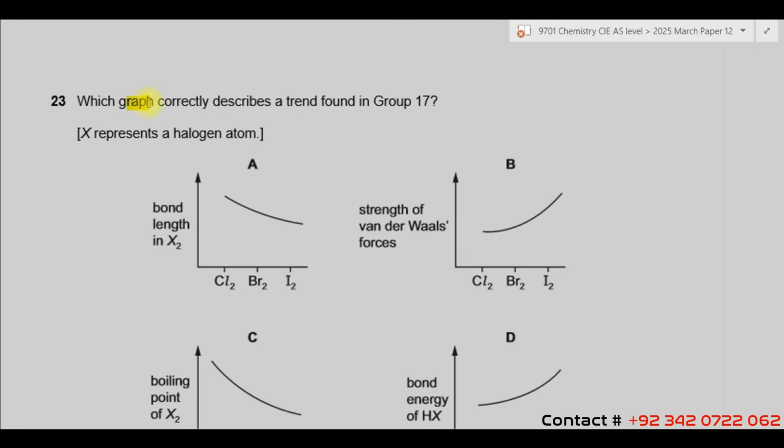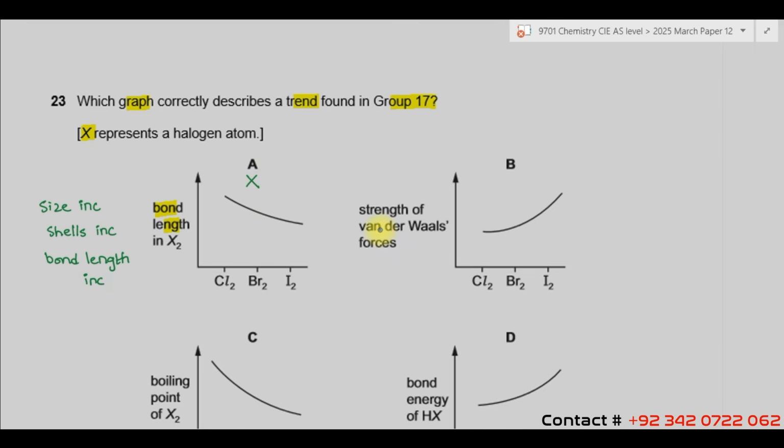Question 23. Which graph correctly describes a trend found in group number 17, where X represents a halogen atom? First thing is the bond length. We have chlorine, then bromine, then iodine. So it goes down the group. As we move down the group, size increases. This is because number of shells also increase. So when number of shells increase, the interatomic bond distance also increases. So bond length will increase. So it should be highest for iodine and lowest for chlorine. So A is wrong.